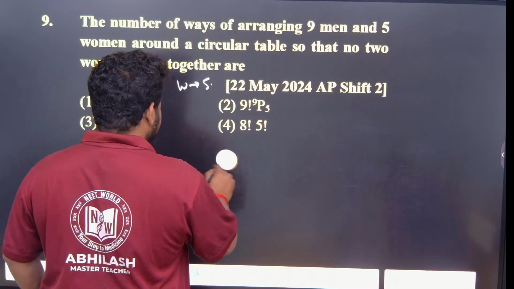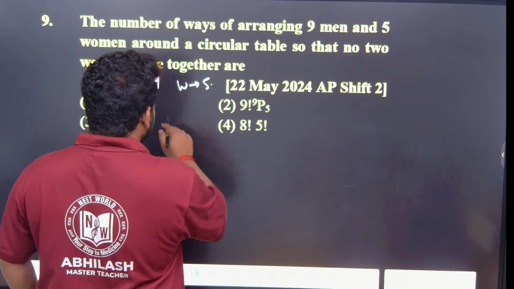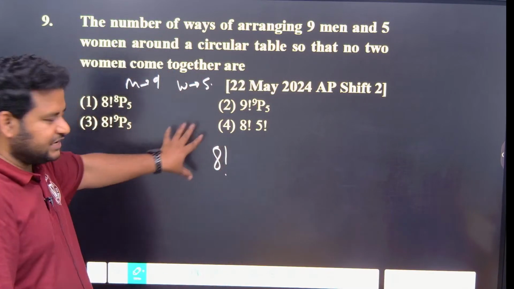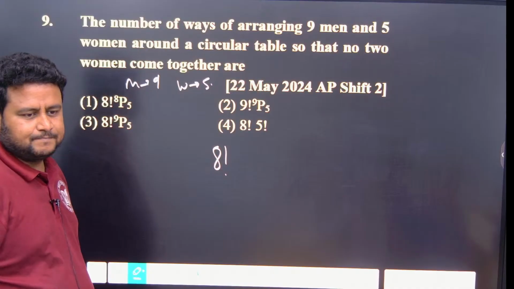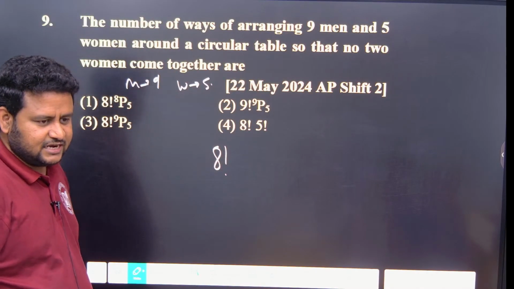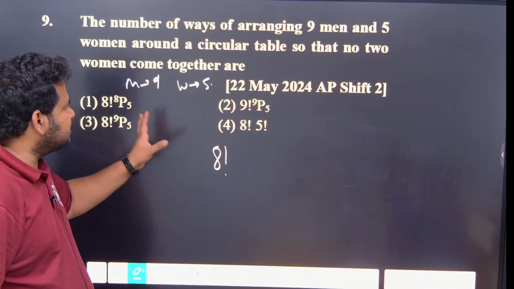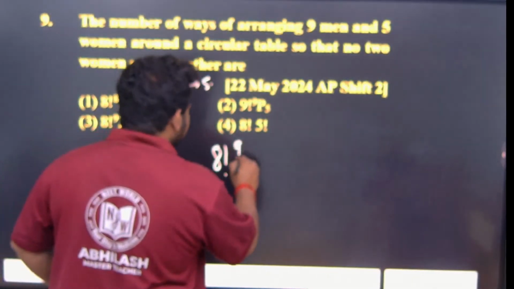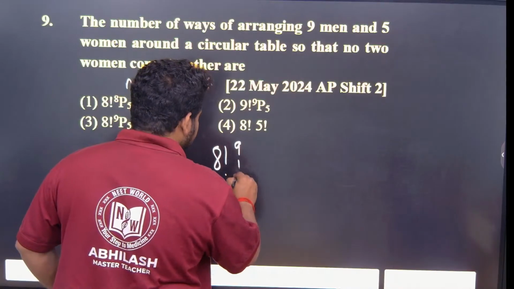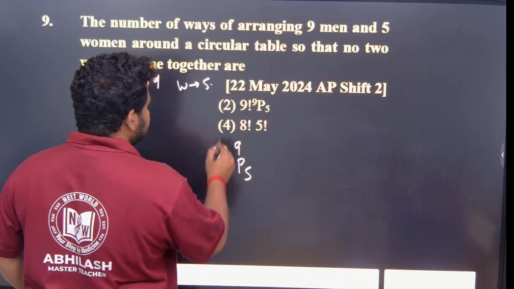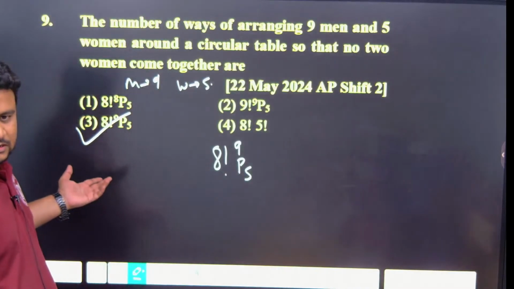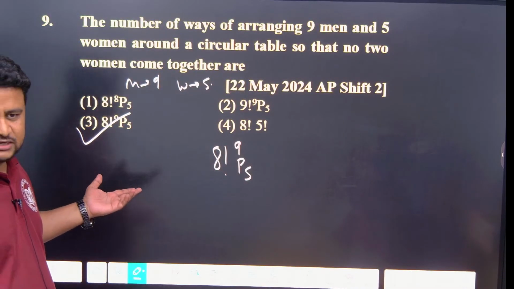First we should arrange men, right? Men means this is 9 minus 1, this will become 8 factorial. Now, if you arrange in 8 factorial, how many spaces are there? 9 spaces. Out of 9 spaces, you have to arrange how many women? 5 women. This will become 9P5. What is the answer? Third option. Understood? Very simple. Understood everyone? You are able to do, right? That's all.